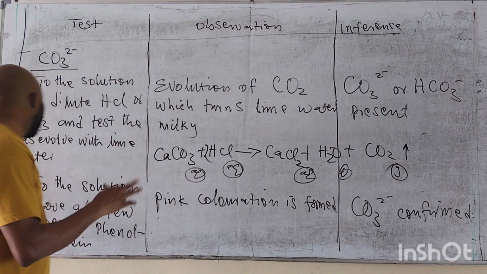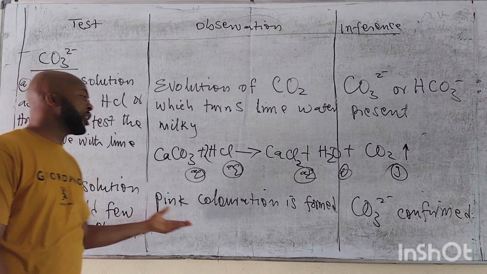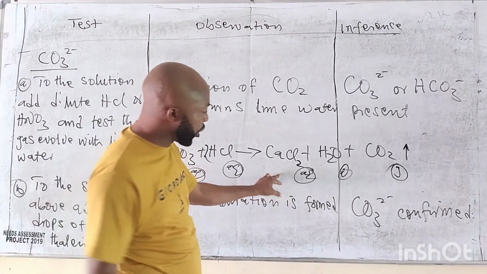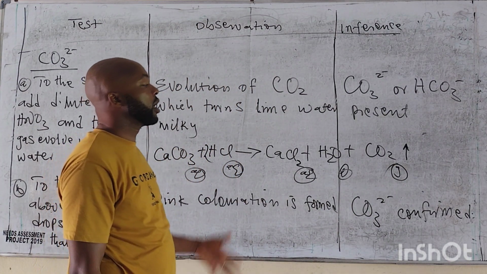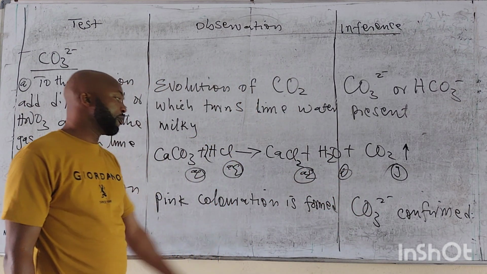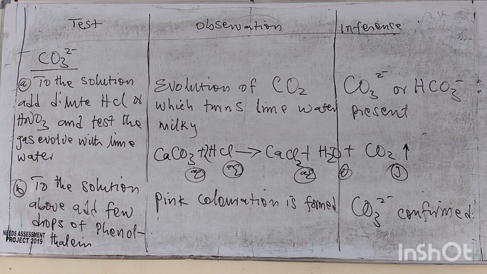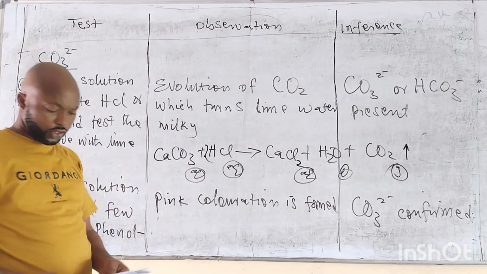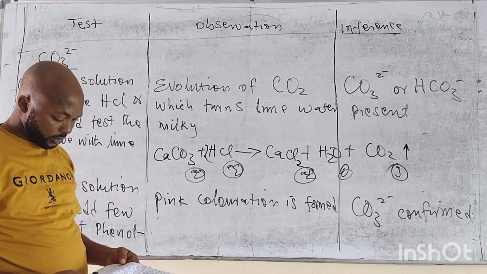Now that is not all. To the solution above, we should add 2 drops of phenolphthalein. When we add phenolphthalein, a pink coloration is formed. That confirms what? That it is CO3 2-, because it is only in the presence of CO3 2- that we can get a pink coloration. So that is the test, observation, and inference for a carbonate ion. So take note of that and know the difference when we're dealing with it.